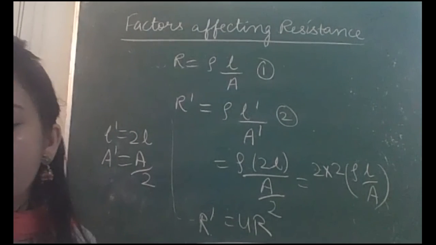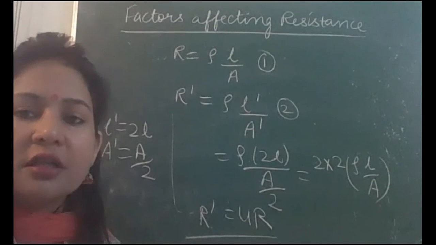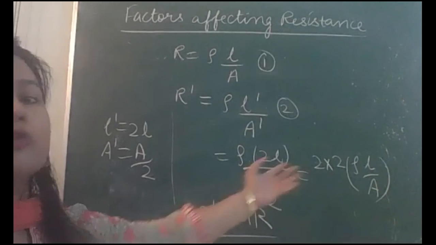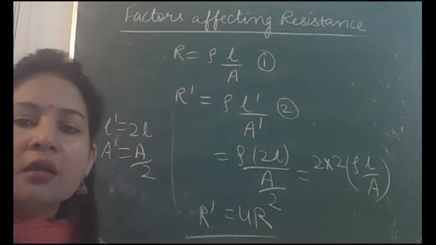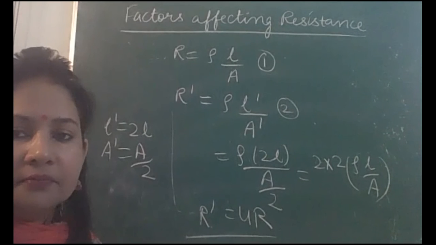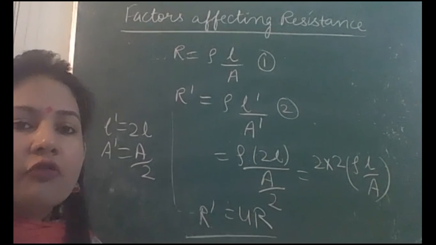Okay. So on increasing the length and decreasing the area of cross section, the resistance of the wire will increase definitely, but how much? It will become 4 times. So resistance increases 4 times. All right, resistance increases 4 times then.